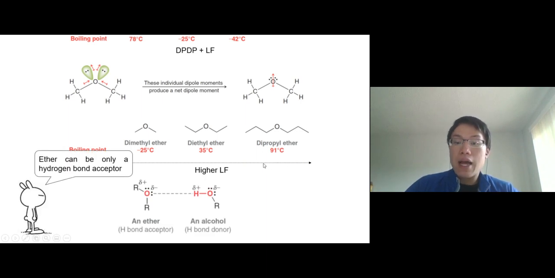Ether by itself cannot form hydrogen bonding. But if you mix with water, right? This is an alcohol. Ether can act as a hydrogen bond acceptor because it has an oxygen. But by itself, ether cannot form hydrogen bonds. They need an OH bond right here.